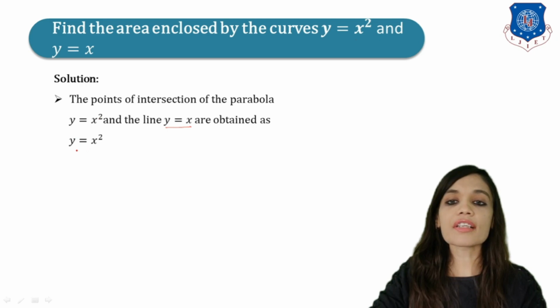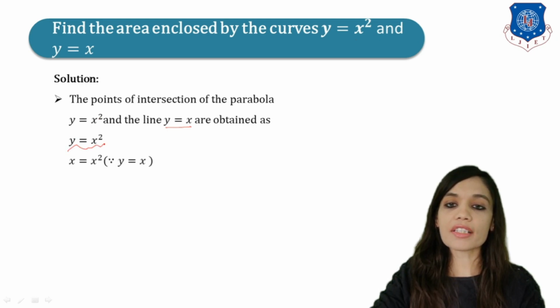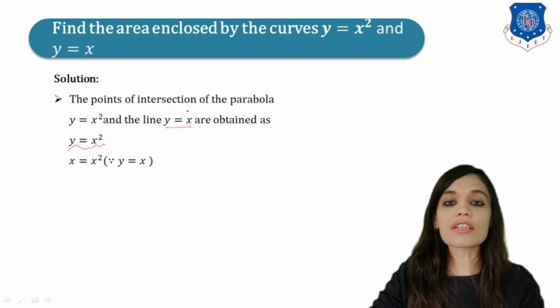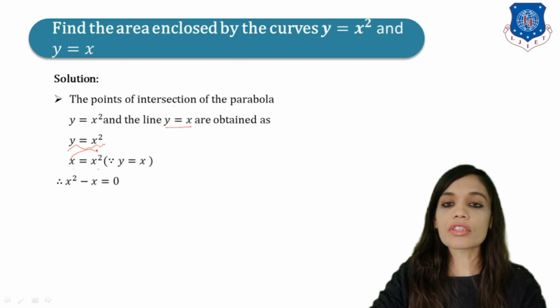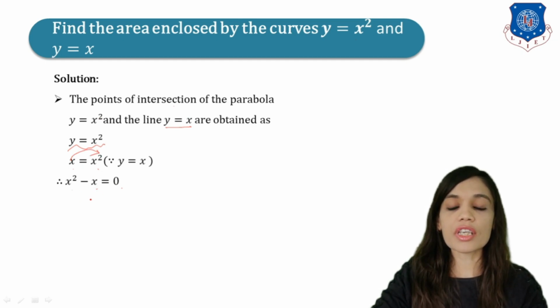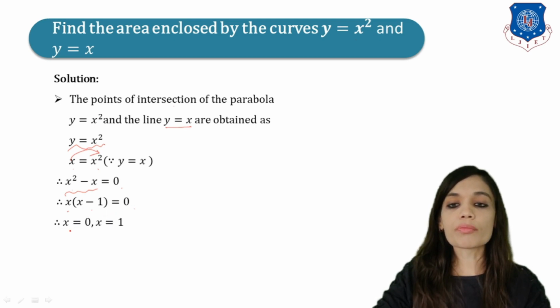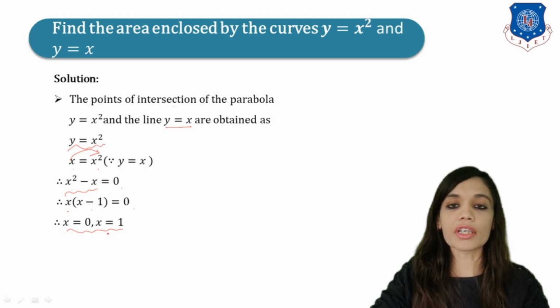Okay. So now let us consider y equals x squared. Now our y equals what? x. So what we can write? x equals x squared. So now take this x on this side. So what we will get? x squared minus x equals 0. Now take out x common and factorize. So what you will get? x into (x minus 1) equals 0. So from this we can say that the values of x are 0 and 1.